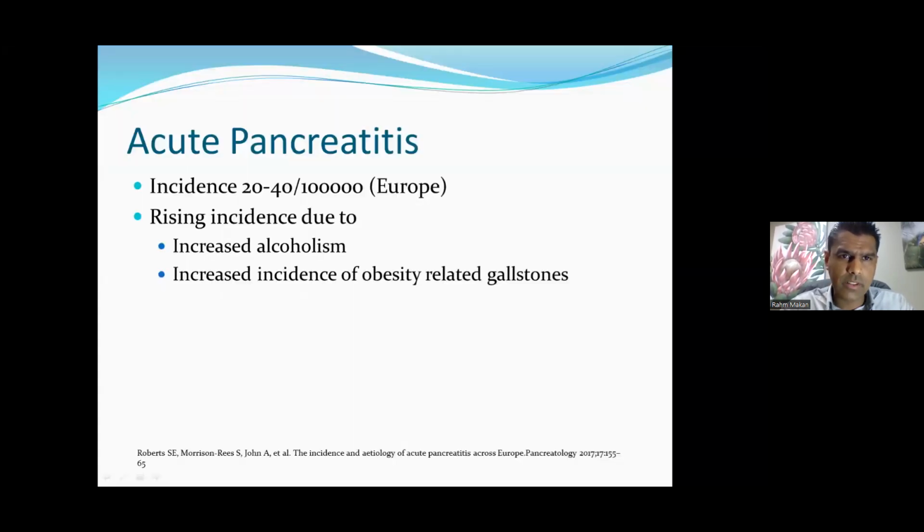So let's go. Acute pancreatitis has an incidence of 20 to 40 per 100,000. This is European statistics. And there's been noted to be a rising incidence due to increased alcoholism and the increased incidence of obesity, and then that leads to gallstone formation.